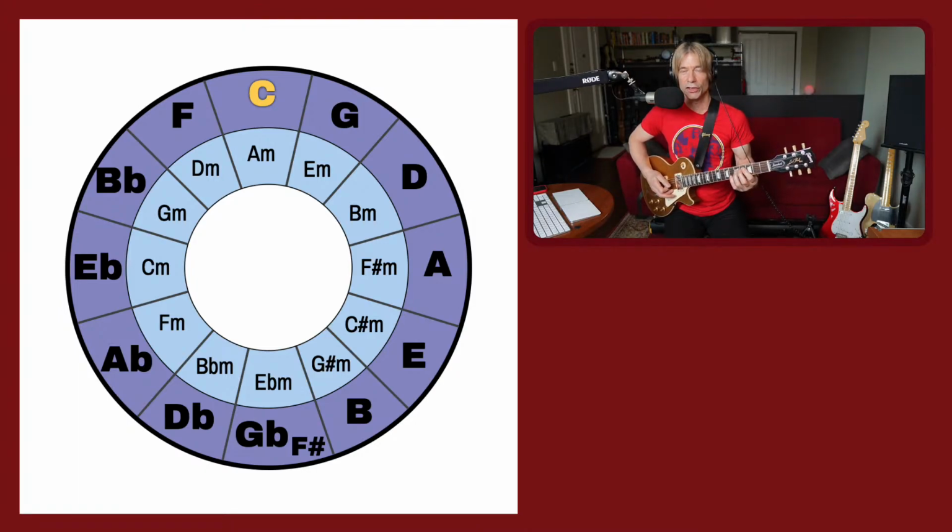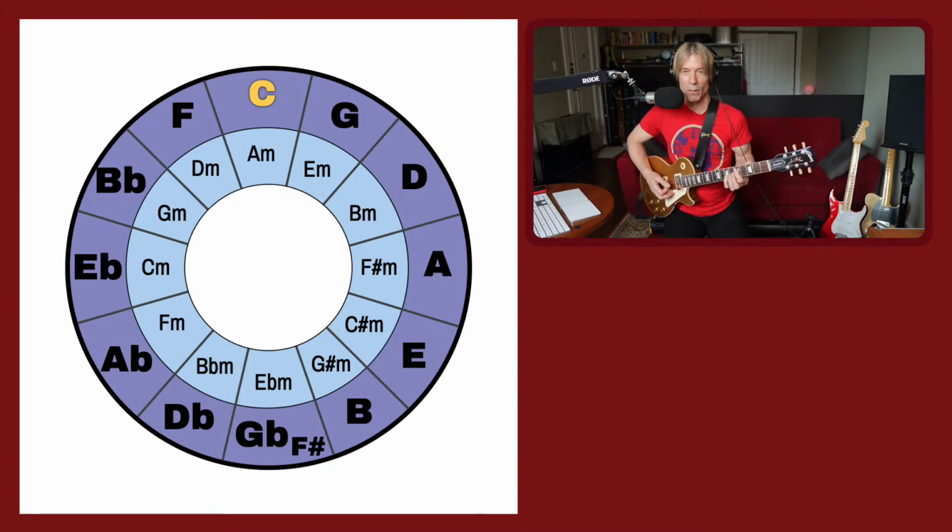So the fifth note is the G. And you'll see on the Circle of Fifths, the C goes to a G. That's the fifth note right there. 1, 2, 3, 4, 5. So if I started on G, I did the same scale and went up 5 notes. 1, 2, 3, 4, 5.